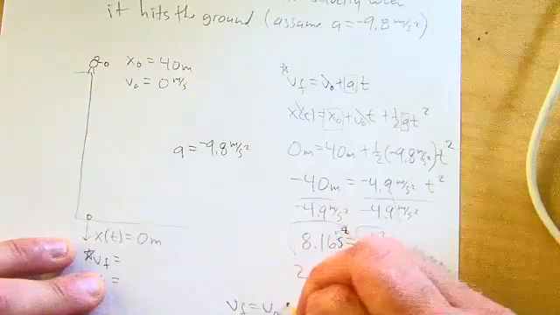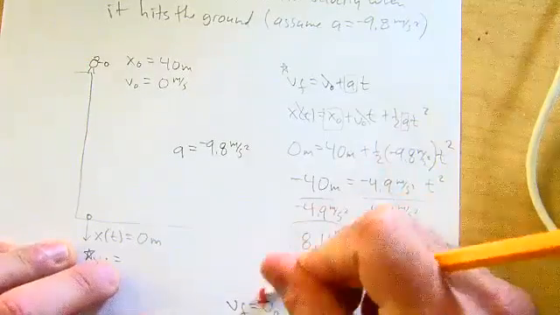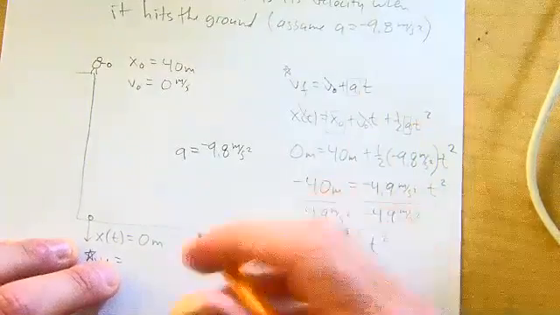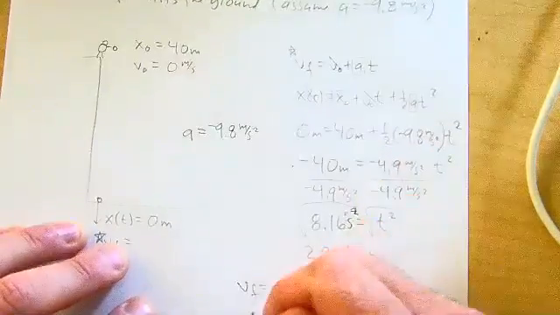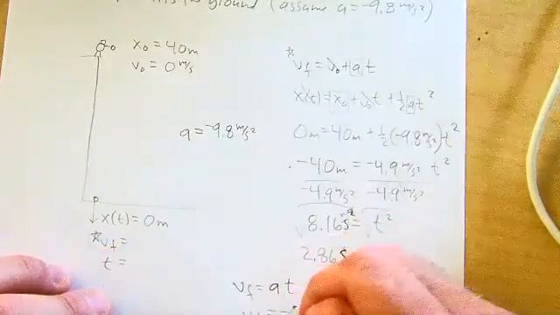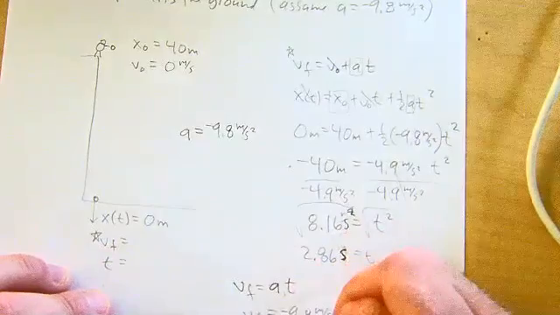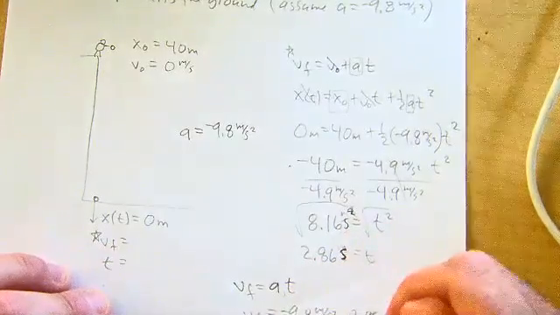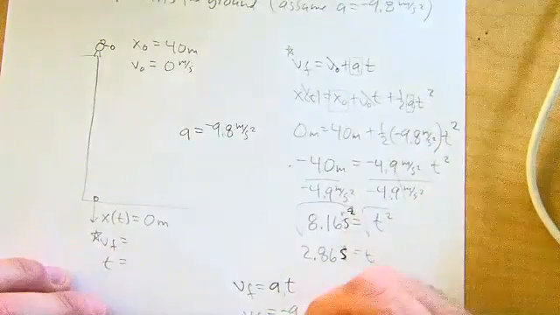VF equals V0. V0 is gone. I don't even need to worry about that. Equals AT. So the A was negative 9.8. And the time I just figured out here was 2.86 seconds.